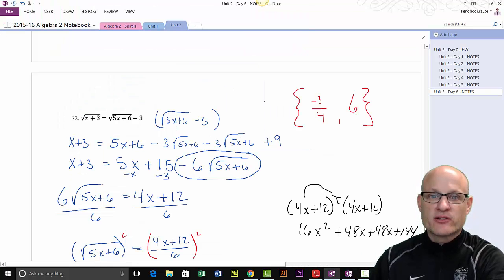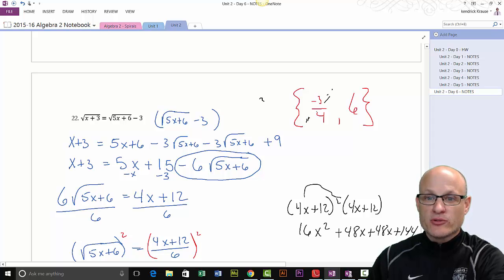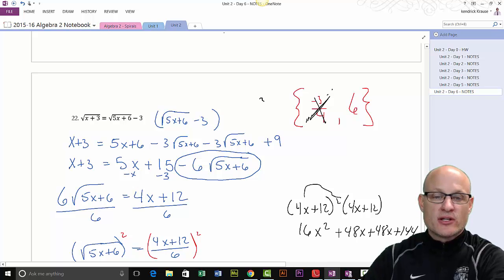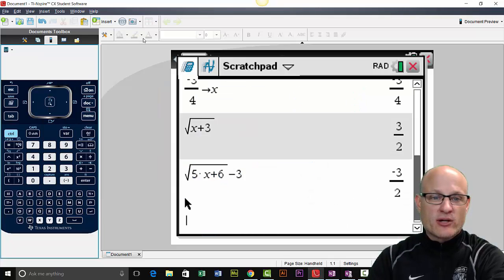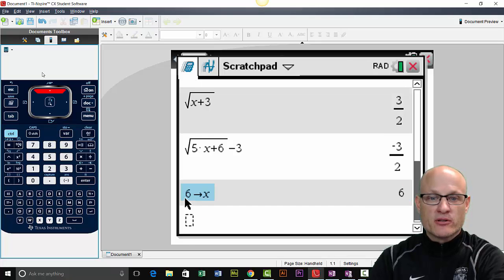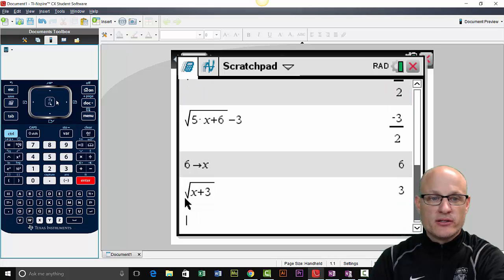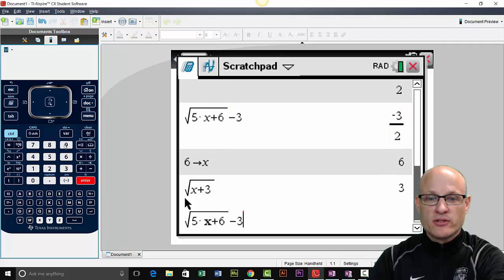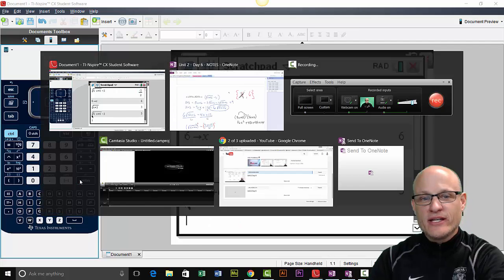So we got rid of one solution. Let's see if we can get rid of the other. Maybe this is an empty set. Maybe there are no solutions. So let's try this one. Now the cool thing is, now that I've tried one, the next part's easy. So 6 store to x, that's the hard part, enter. And we just go up here and we highlight that first equation and press enter, 3. And we go up here, highlight that second equation, make sure, oh, and they're equal.